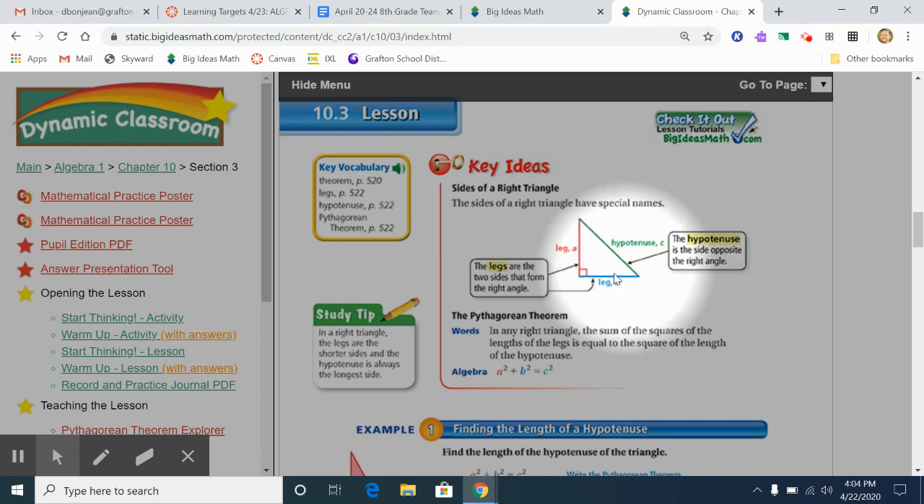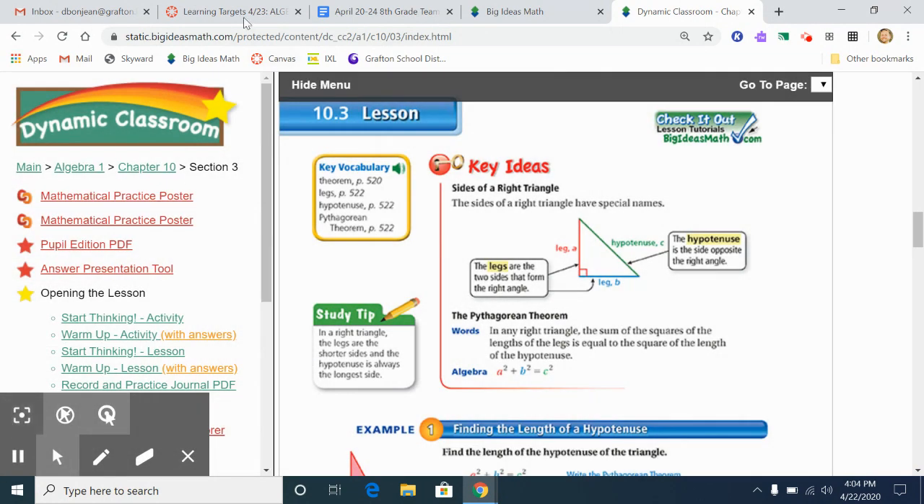The theorem is pretty simple. It says in any right triangle, the sum of the squares of the lengths of the legs is equal to the square of the length of the hypotenuse. Algebraically, it makes way more sense to read it like this: a squared plus b squared, the two legs squared and added together, equals c squared, the hypotenuse squared. That's the theorem right there. You probably want to write that down because we're going to be using it.